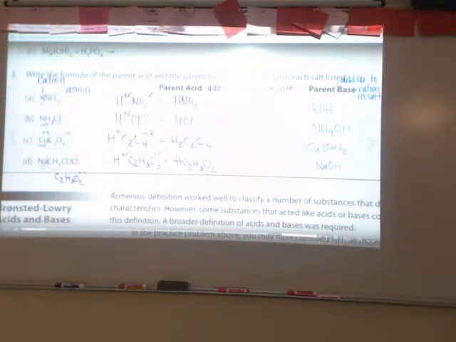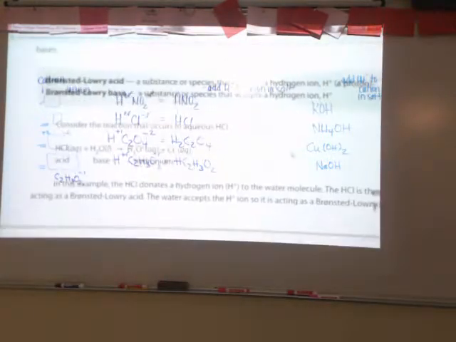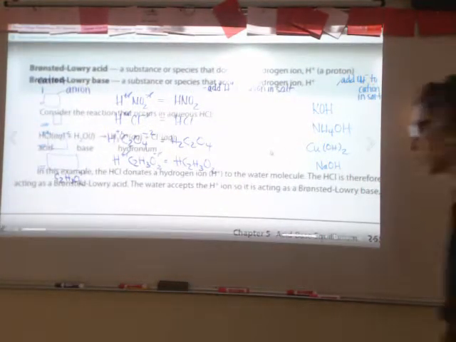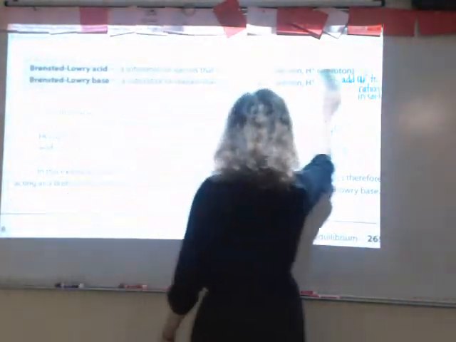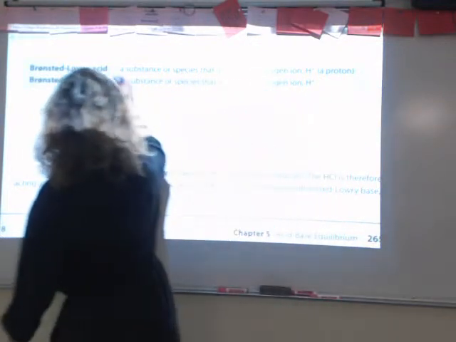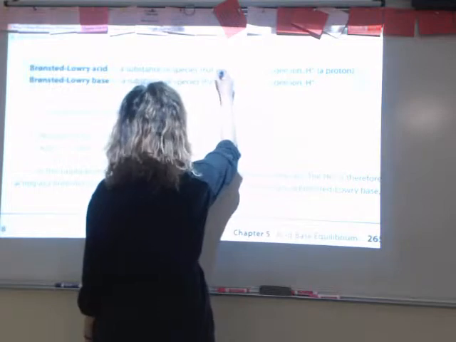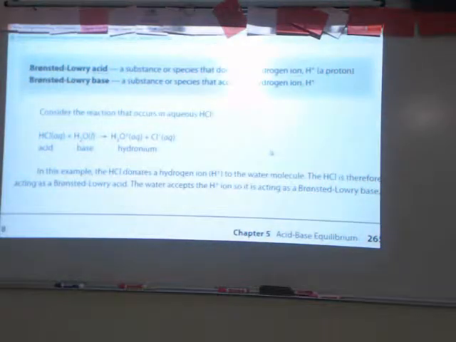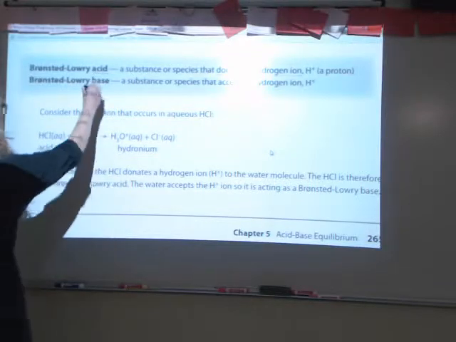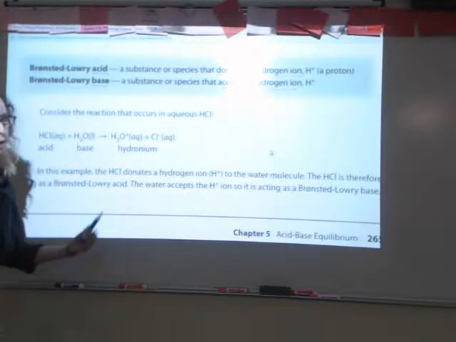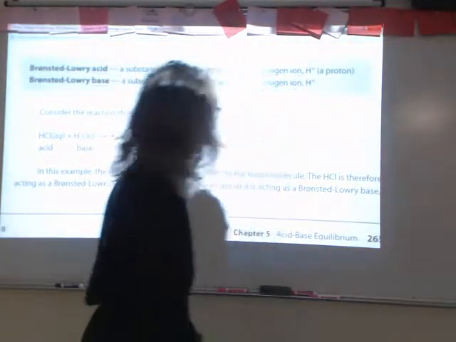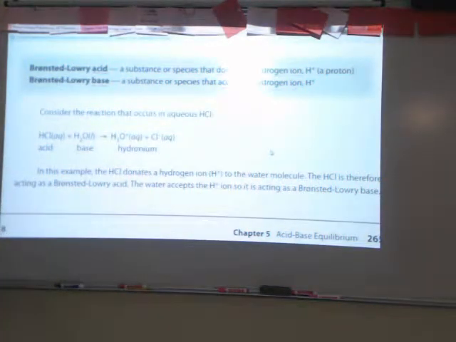Okay, let's talk about the second definition of acids and bases, which is broader than the original one, and it's called the Bronsted-Lowry definition of acids and bases. The Bronsted-Lowry acid definition says that anything that donates a hydrogen ion is going to be an acid. And anything that accepts a hydrogen ion is going to be a base. A lot of times they're going to use hydrogen ions and protons interchangeably. So you'll see that in the reading or some other online resource if you're using it.